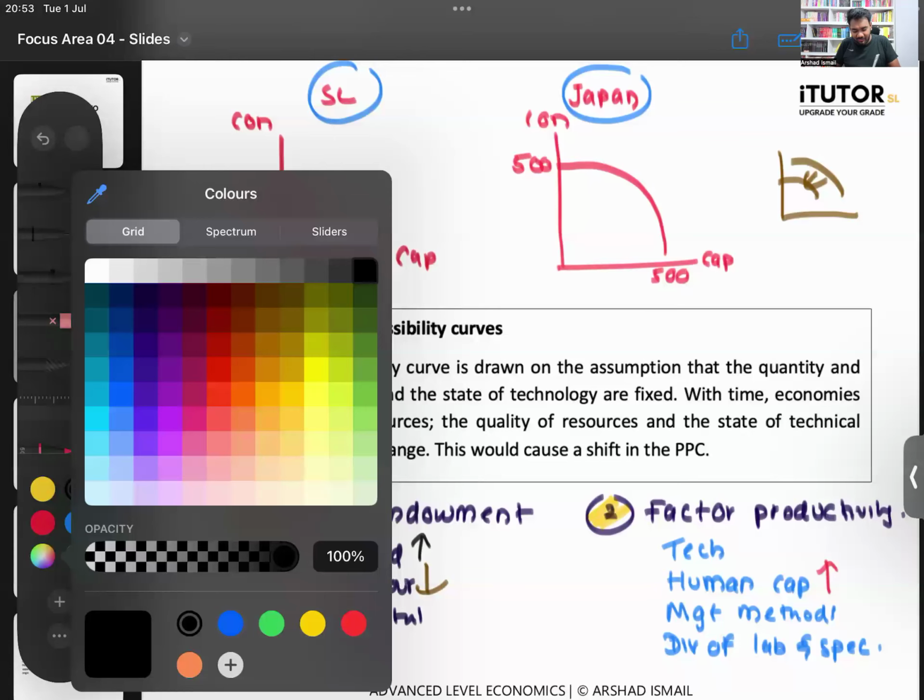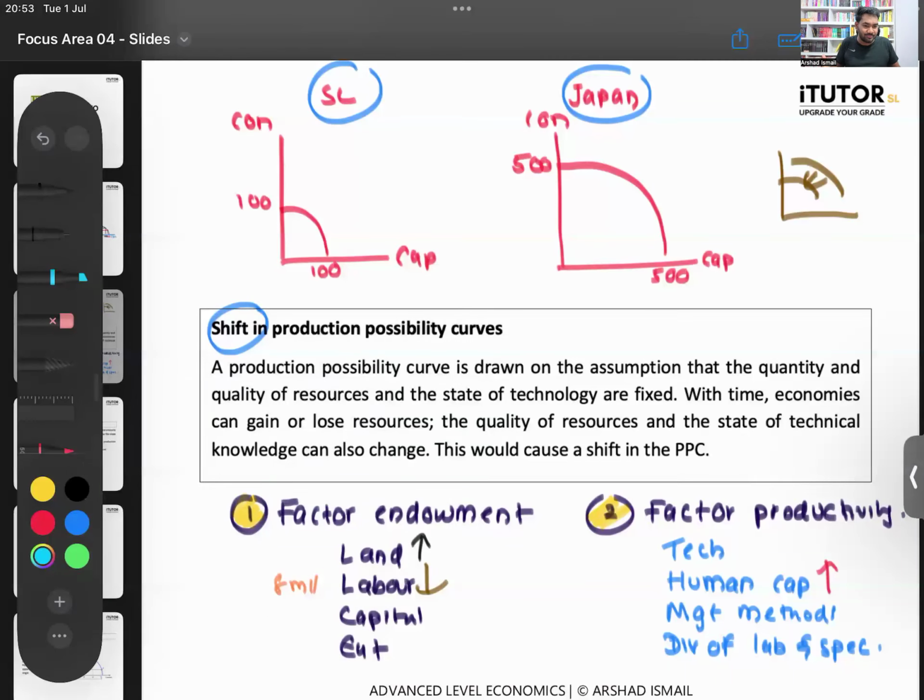Some of you try to memorize situations. There can be so many. Now, improved technology is definitely a shift, because technology is a determinant of factor productivity. Let's say we get the latest technology, or our technology advances and improves, shift outward. So look at these 8 factors. These are the only 8, right? Look at the factor endowment, the 4, and factor productivity, the 4. If any of these change, only then what happens? The PPC will shift.